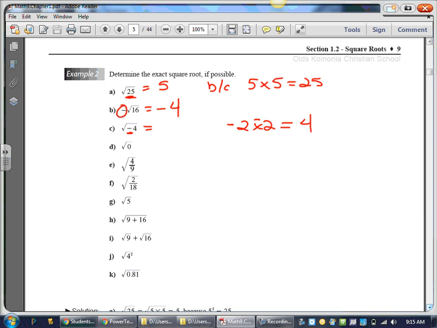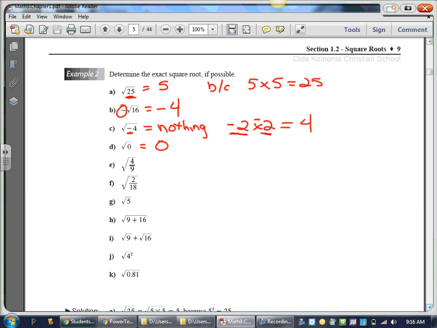So there is nothing. People, there is nothing. There is nothing that you can multiply by itself that will ever give you a negative number. Because a negative times a negative is a positive, and a positive times a positive is a positive. They have to be the same. You have to have the same thing here and here, and nothing you do will ever give you a negative number.